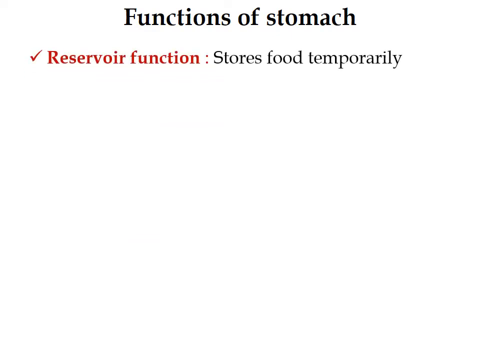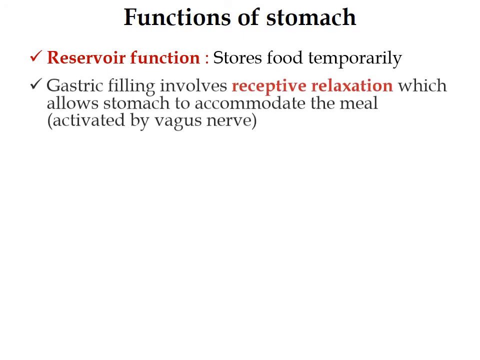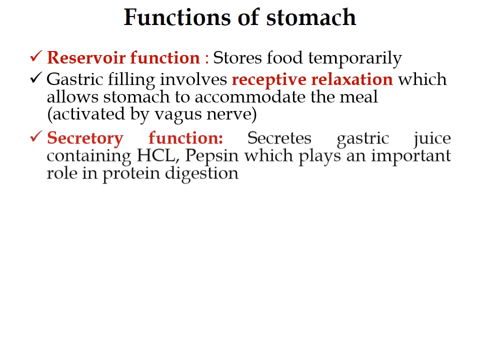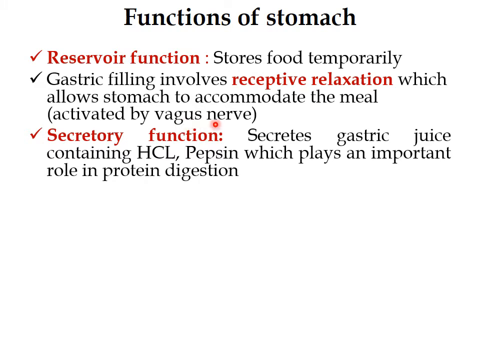Now let us see the functions of the stomach. The stomach acts as a reservoir, which means it temporarily stores the food. Gastric filling involves receptive relaxation, which will allow the stomach to accommodate the meal. This reflex is initiated by the vagus nerve. When the vagus nerve is active, this will cause relaxation of the stomach muscles, receptive relaxation. This is the reason why the pressure within the stomach will not increase too much when we consume food.